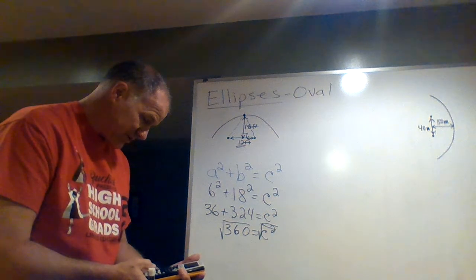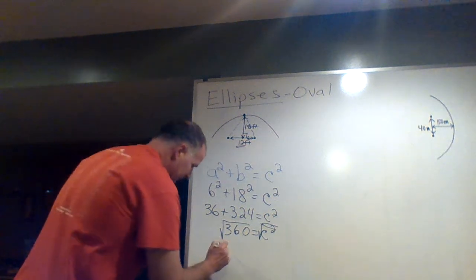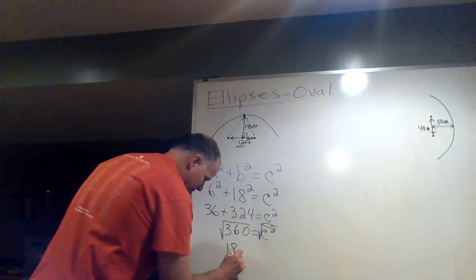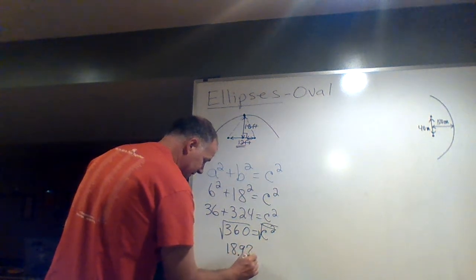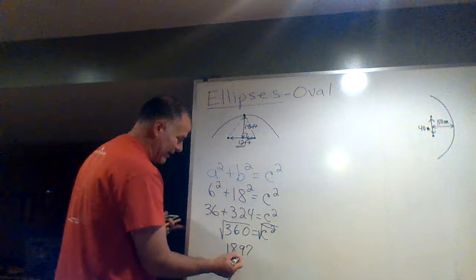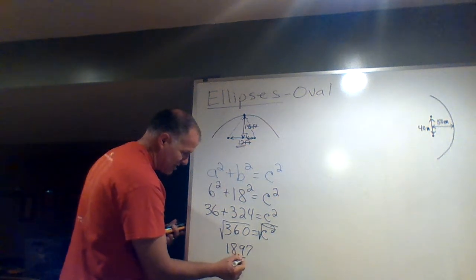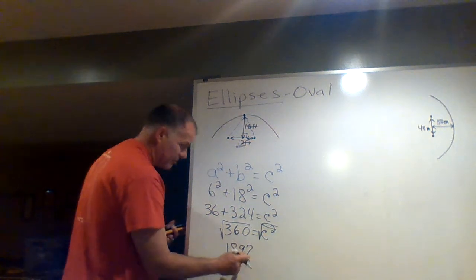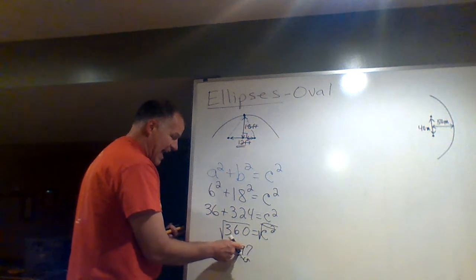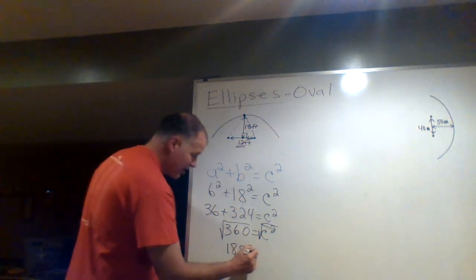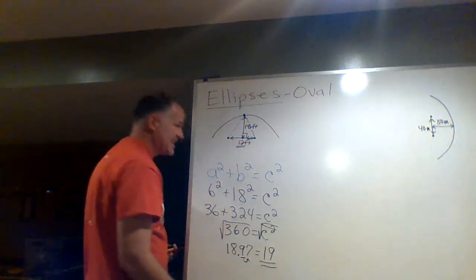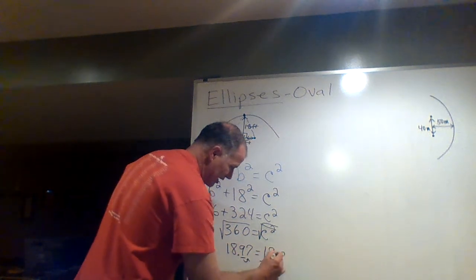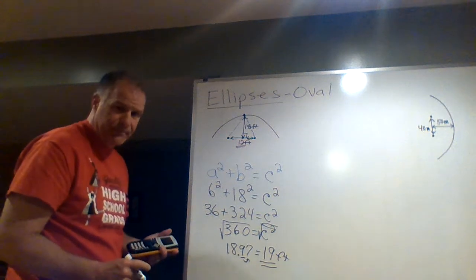Okay, this one's interesting. 18.97. Okay, now again, remember, we underline the first decimal and we round because that's a 7, that 9 has to carry up to a 10. So actually 18.97 is going to go all the way up to 19. Okay, now again, our units were feet, 19 feet.